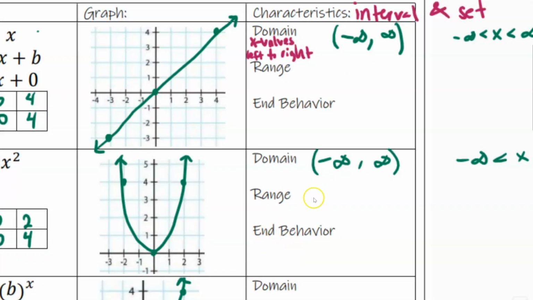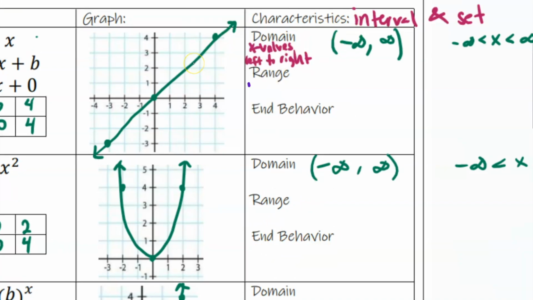All right, so we're still looking at characteristics. So we looked at domain. Now we're going to look at range. Range is very similar to domain. Range is y values, going to be bottom to top. I'm going to go ahead and do this one.